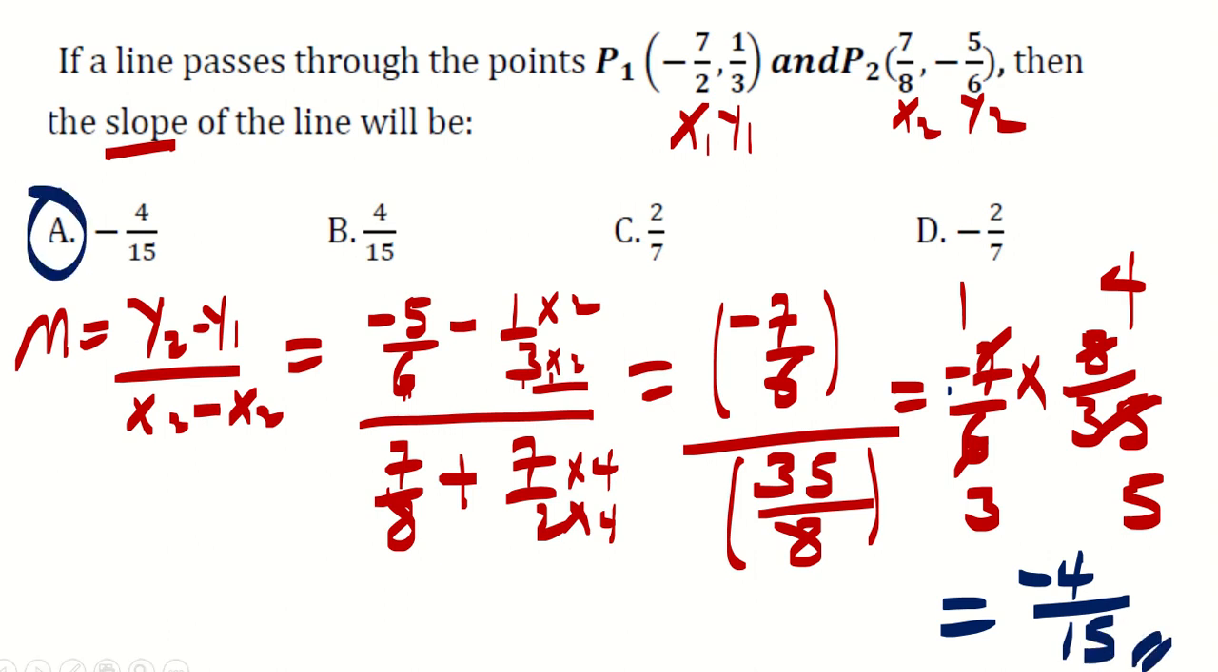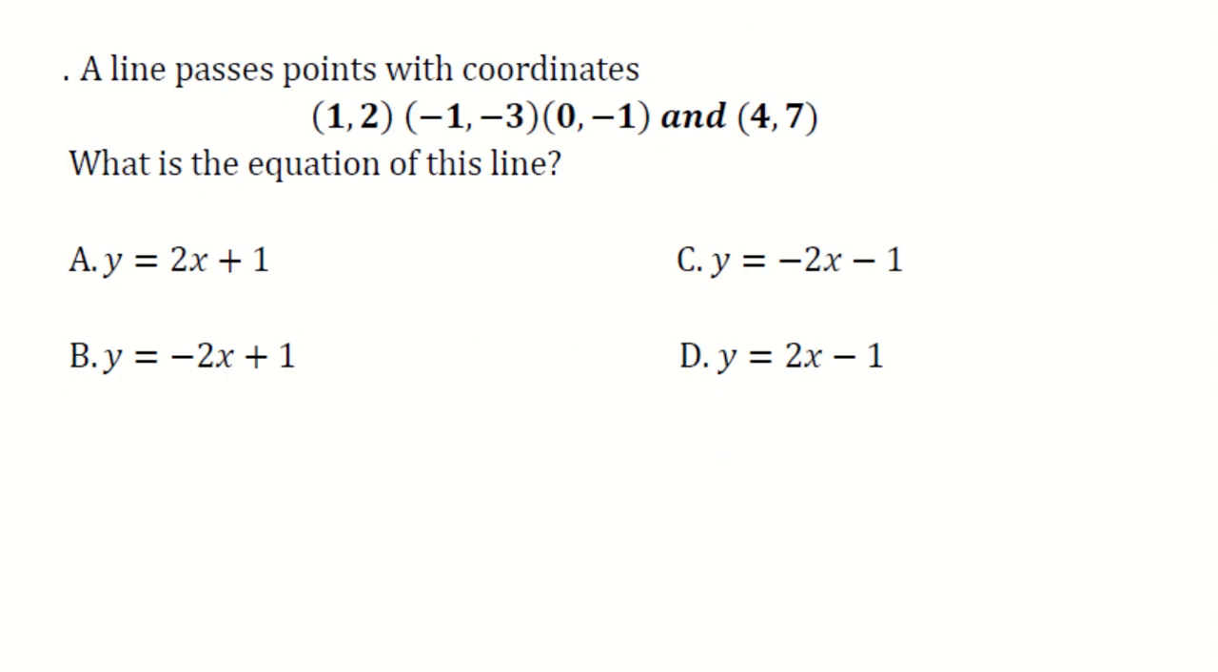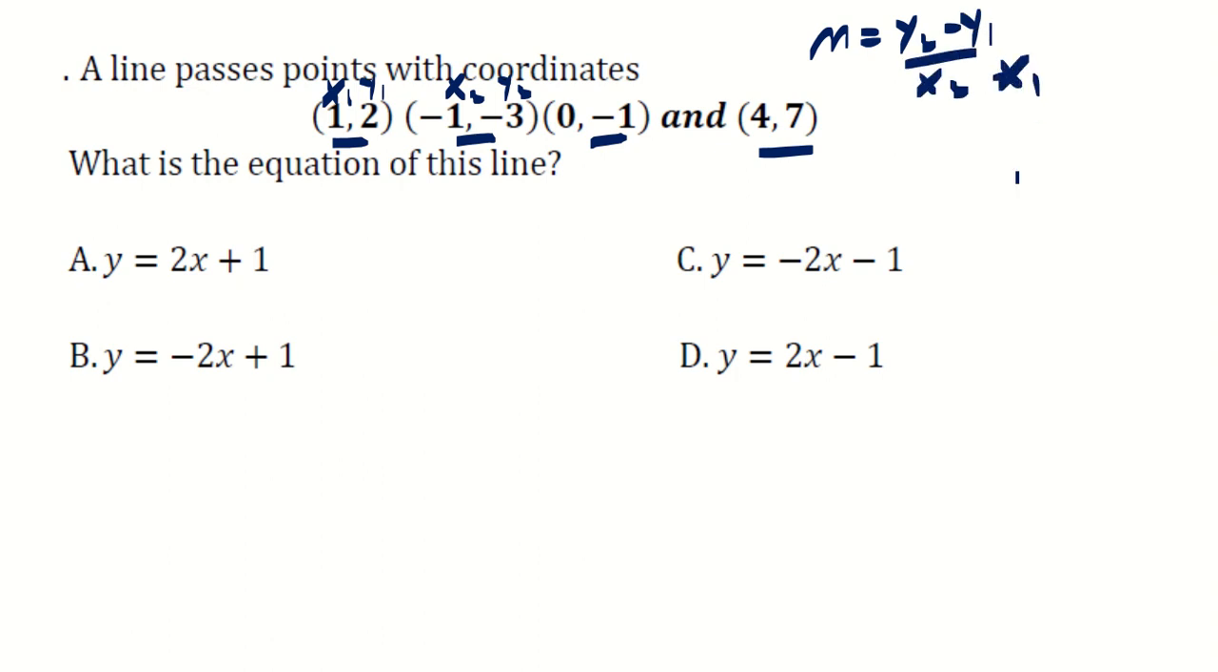Very good. Let's continue. Don't be confused when the points are fractions. You need to be calm and do it in an appropriate way. The next one: a line passes through points with coordinates given to you. To find the equation of the line, you can take either of the two and find the slope. Let's take the first and the second, as point 1, x1, y1, and this one as x2, y2. Let's find the slope first. The slope is y2 minus y1 over x2 minus x1.